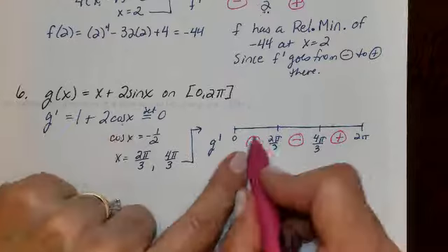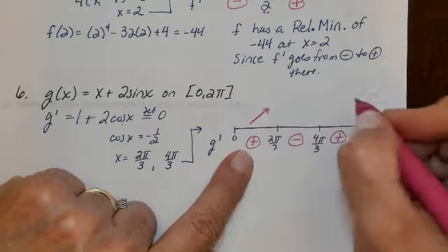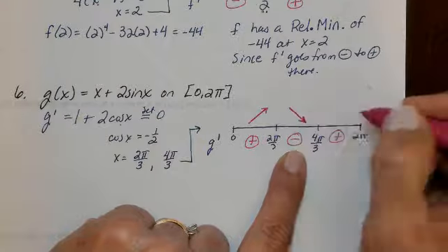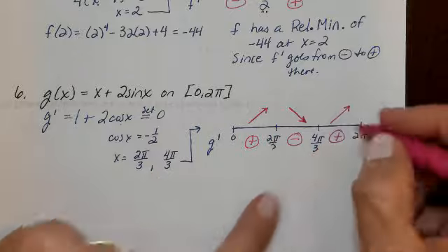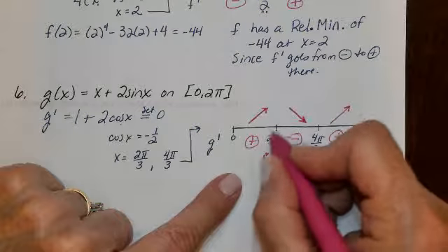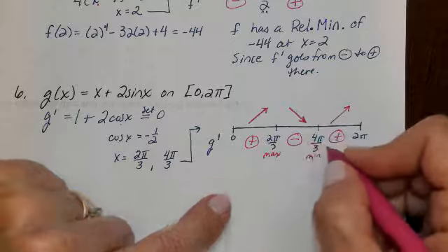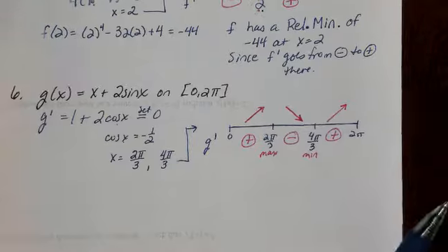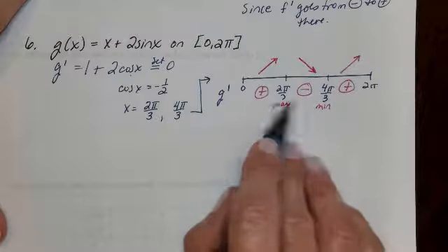Okay, so in this little section, the derivative is positive, so the function is increasing. And then in this section, the derivative is negative, so the function is decreasing. And then in this section, we're increasing again. Okay? So this gives us our max when x is 2 pi over 3, and our min when x is 4 pi over 3. But again, we did not find the max and min. We just found the x value that the max and min occurs. So we need to come over here and find the y values, right?